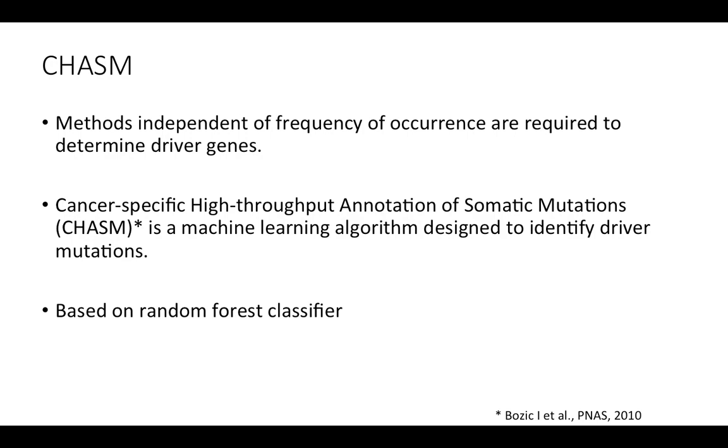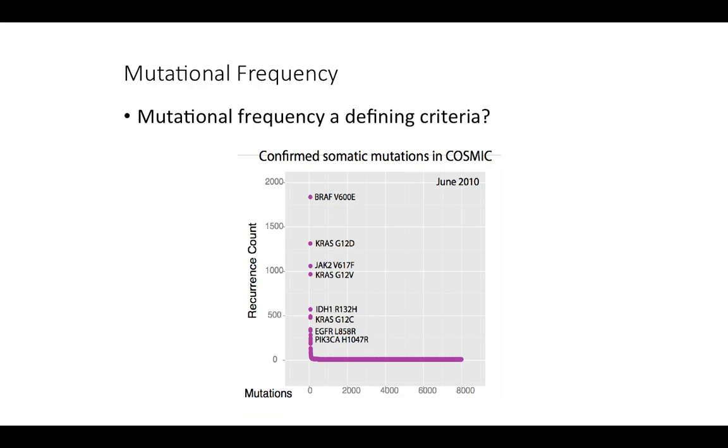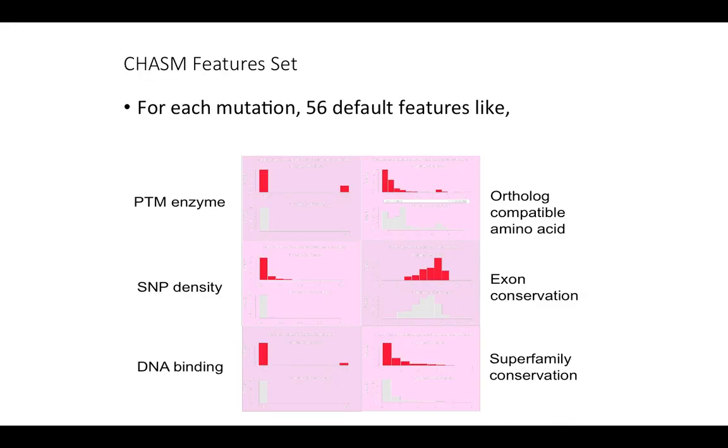So the idea is to identify which are driver mutations and which are passenger mutations based on a random forest classifier. This is a paper, CASM. It's an old model, and I don't know whether they are still working on it. What they do is use lots of features, like 56 features. One is the PTM enzyme. You have the SNP density, DNA binding density, exon conservation, all these kinds of features.